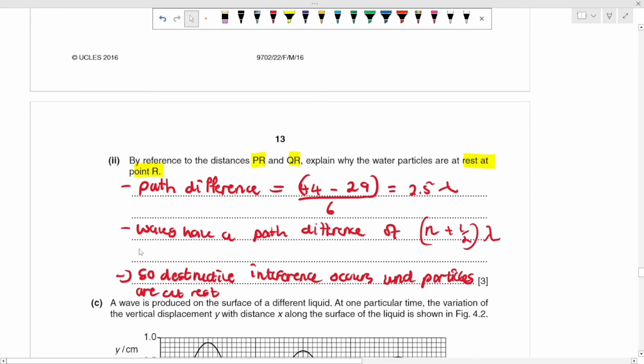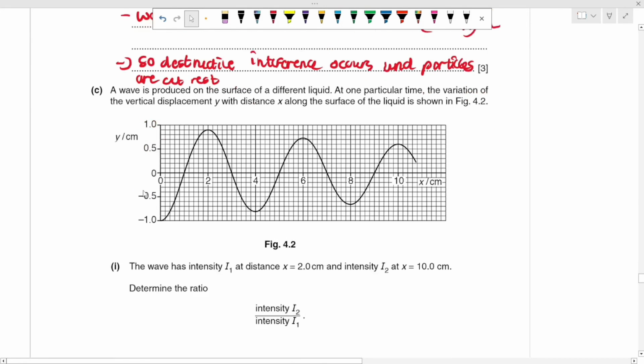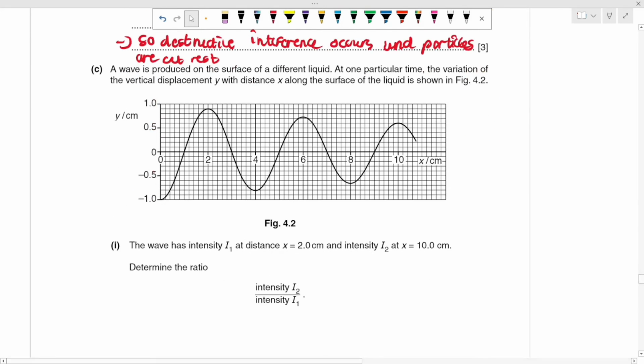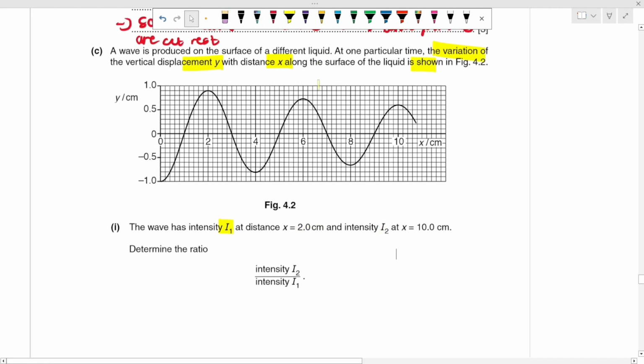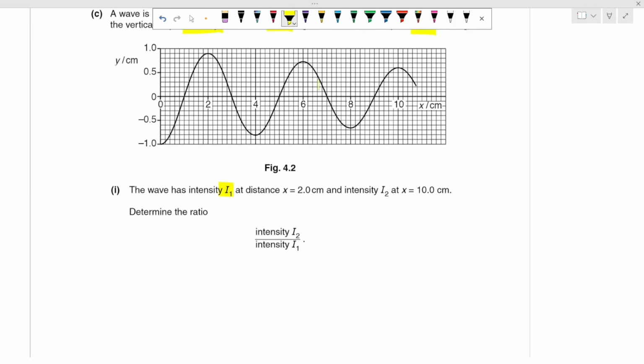Part C: a wave is produced on the surface of a liquid at one particular time. The variation of the vertical displacement y with the distance x is shown. So we're given this graph. The wave has intensity I1 at a distance x equals 2, I2 at a distance x equals 10. Determine the ratio of intensity I2 to intensity I1. So what do I know, guys?